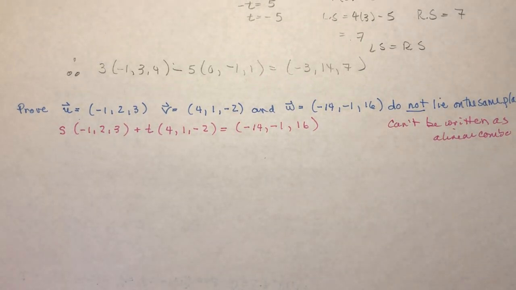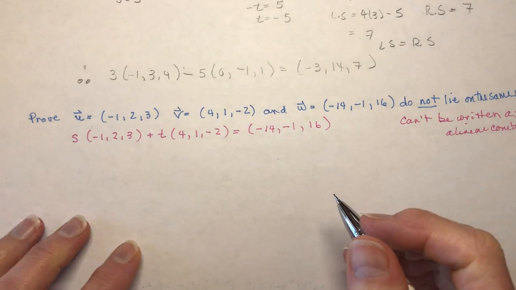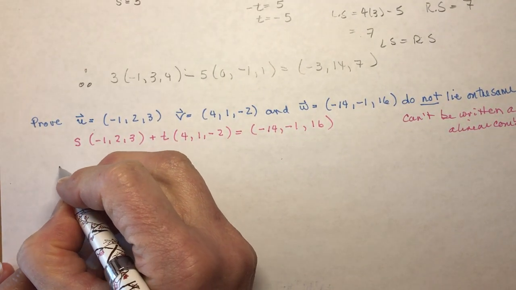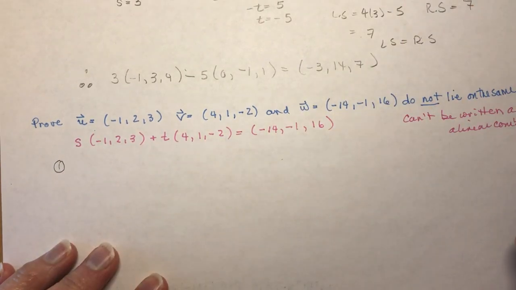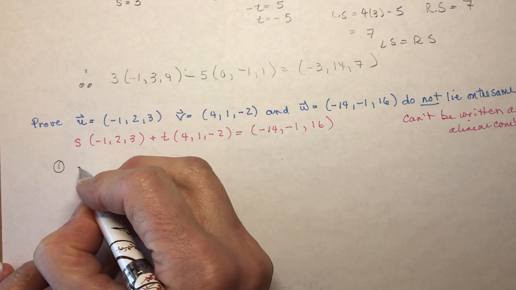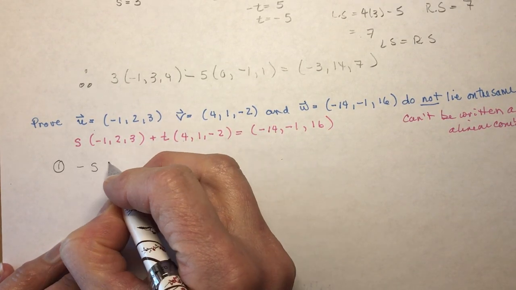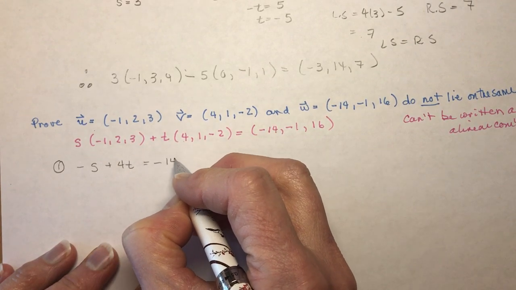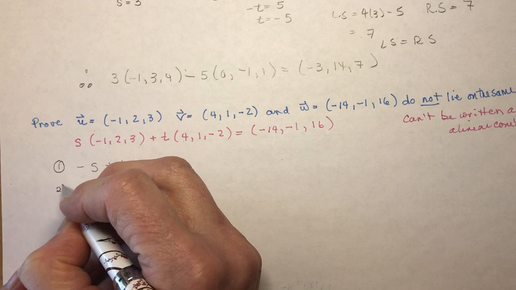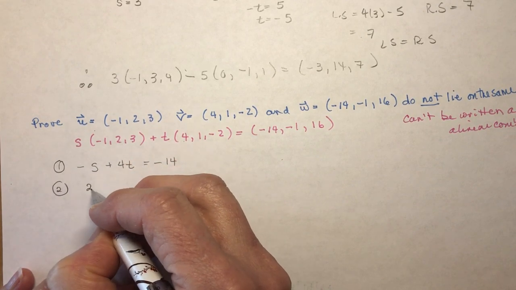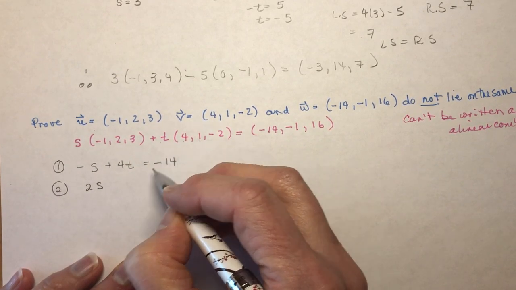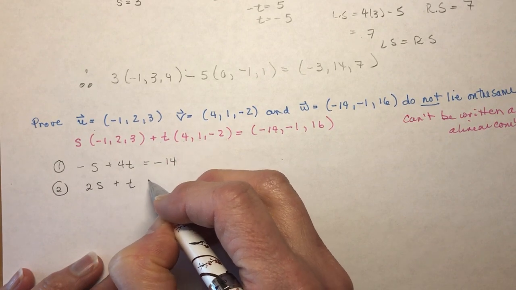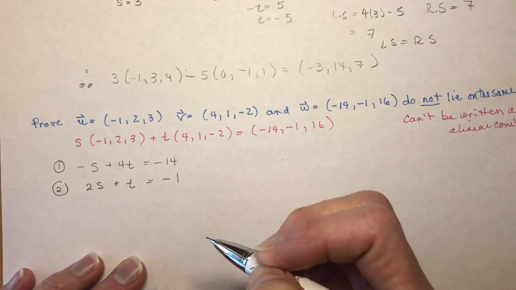Okay, so here's my vectors. So I have S times this one. So I'm going to write out the first one. So I get equation 1. So remember, you're going to have three equations because you have three variables here. So I have minus S plus 4T is equal to negative 14. And my second equation is going to be 2S plus T is equal to negative 1.